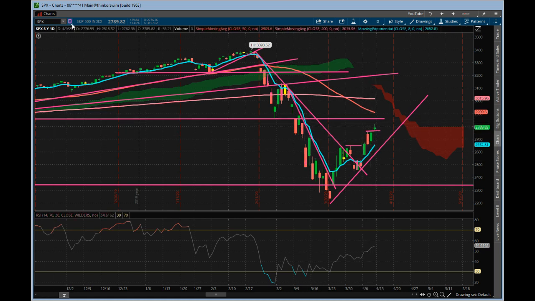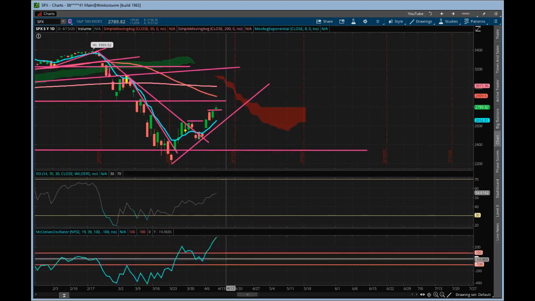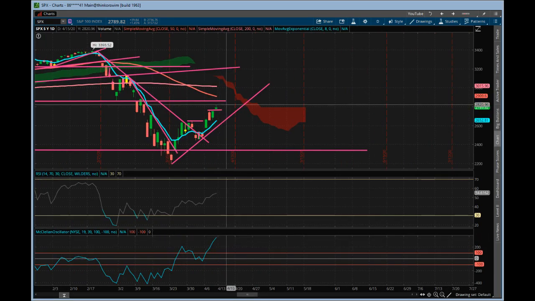There's a couple things we can look at. We look at the McClellan oscillator. A lot of folks like to look at that. If you go here, McClellan, that's one great reversal detection instrument. We've done some videos on that before. As you go here, the McClellan oscillator is super extended, up at like 360. So that's a big area. We might be tapping out here a little bit, might be coming back.